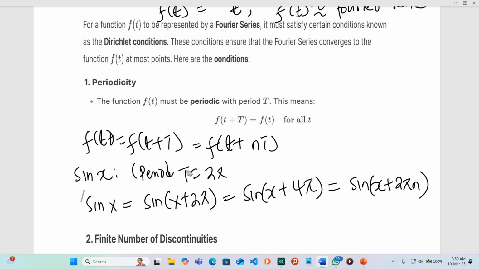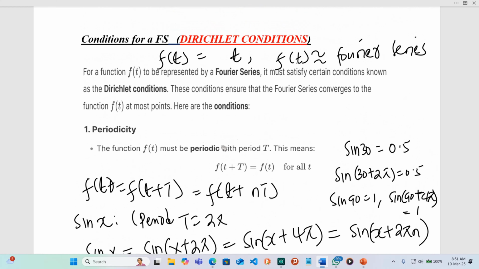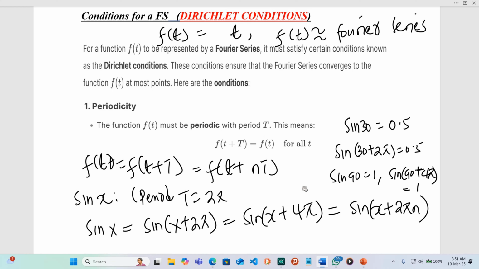So what does this mean? If you had a function, for example, this sine x, and you're saying, I want sine 30. This is 0.5. But if you also get your calculator and get sine 30 plus 2 pi, this is also 0.5. Sine 90 is equal to 1. But also, if you say sine 90 plus 4 pi, this is also 1. So for that matter, if you have such a function that is periodic, then it means you can express it as a Fourier series. It cannot be expressed or represented by a Fourier series if it is not periodic.